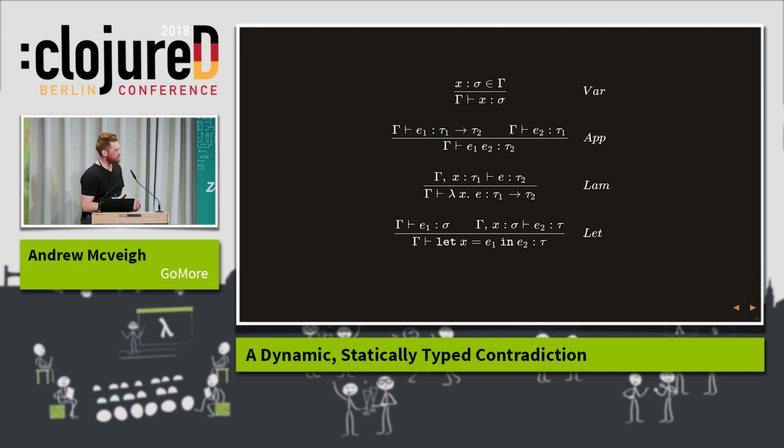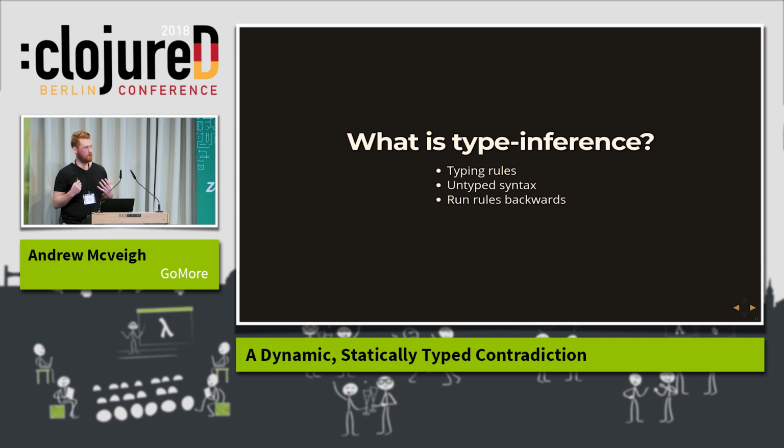And here are the typing rules for those terms. There's one for each syntax element. And they take the form of proof trees from Gerhard Gentzen's natural deduction. And so what type inference is about is taking those typing rules and some untyped syntax and running the rules backwards to determine the type of the expression.